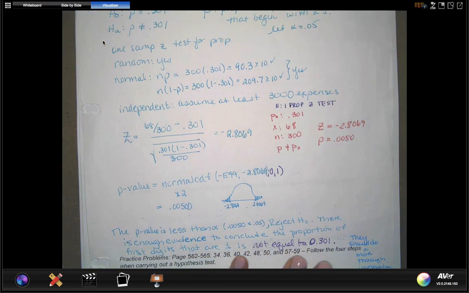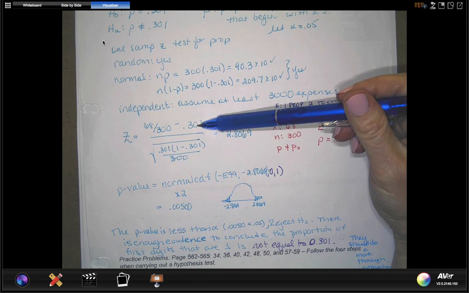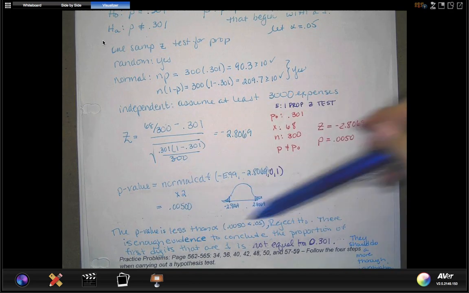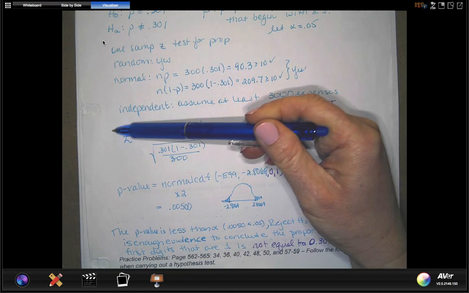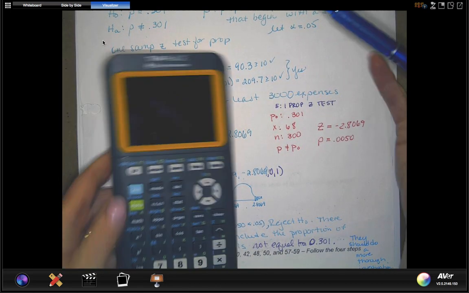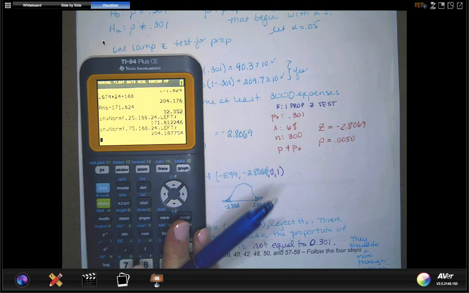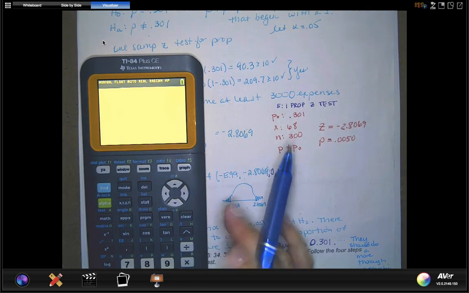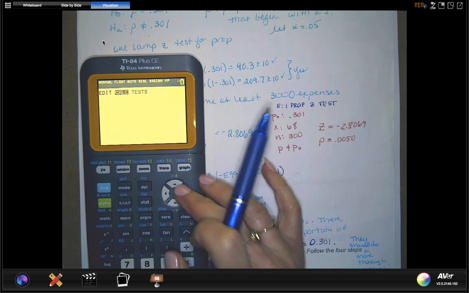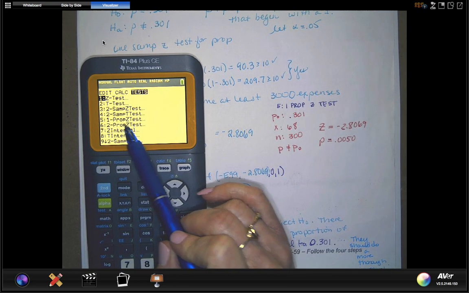All right, this stuff that I have under this yellow paper. Okay, you have an option here. You can replace this piece right here with the calculator command. And if you use the calculator command, this is what I'd expect you to write. So on the calculator, we're going to go to stat. We go over to tests. Number 5, it says 1-PropZTest.